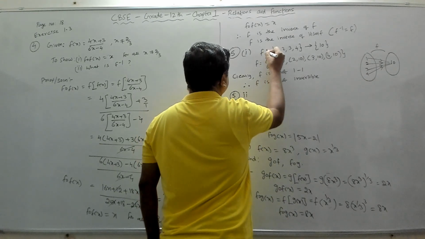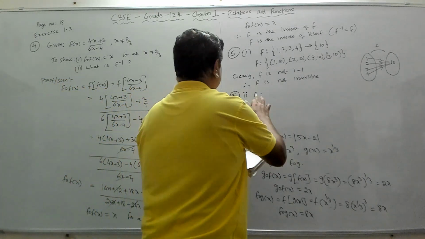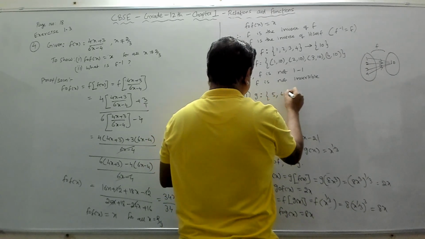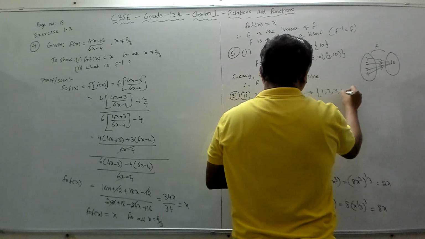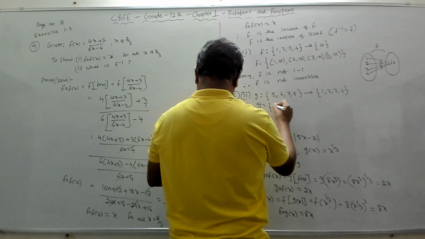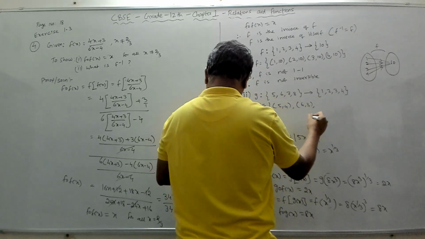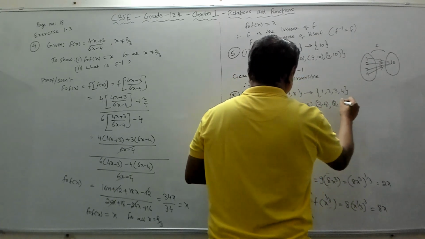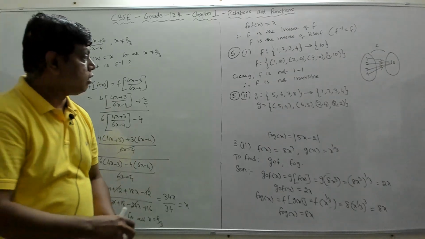Now fifth problem, second one. So what is the function? It is g, not f. G is a function from the set 5, 6, 7, 8 to the set 1, 2, 3, 4, and defined as g equals (5, 4), (6, 3), (7, 4), (8, 2). Fine. So this is how the definition of g is.